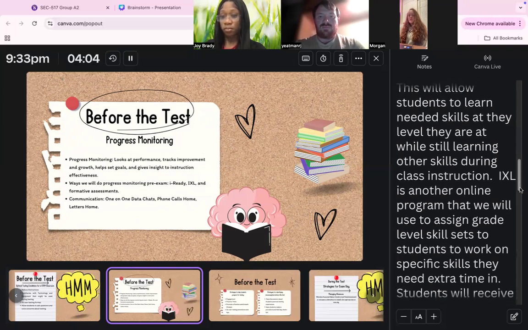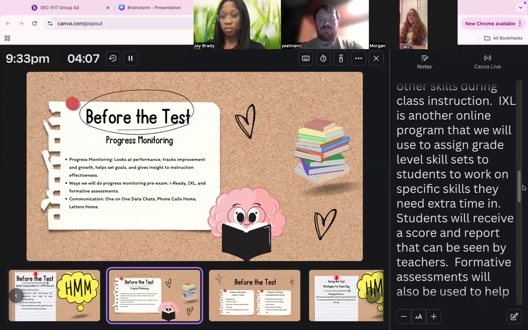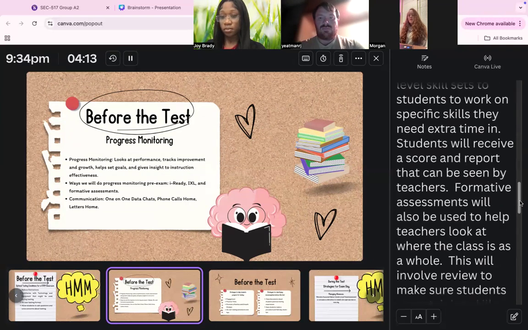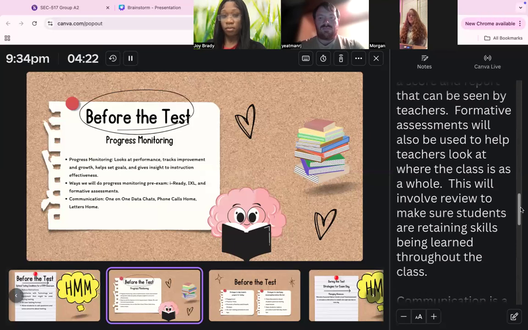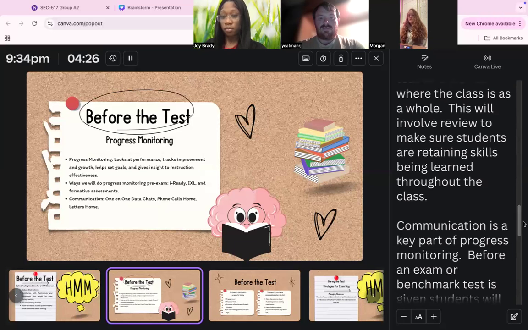iExcel is another online program that we will use to assign grade level skill sets to students to work on specific skills they need extra time in. Students will receive a score and report that can be seen by teachers. Formative assessments will also be used to help students look at where the class is as a whole. This will involve review to make sure students are retaining skills being learned throughout the class.